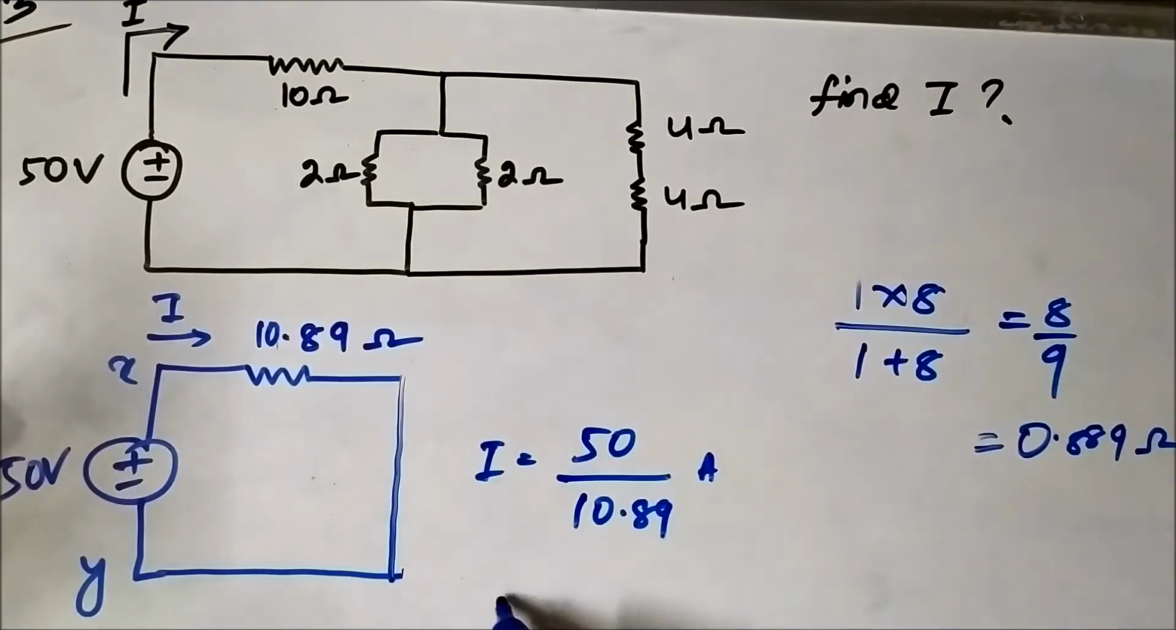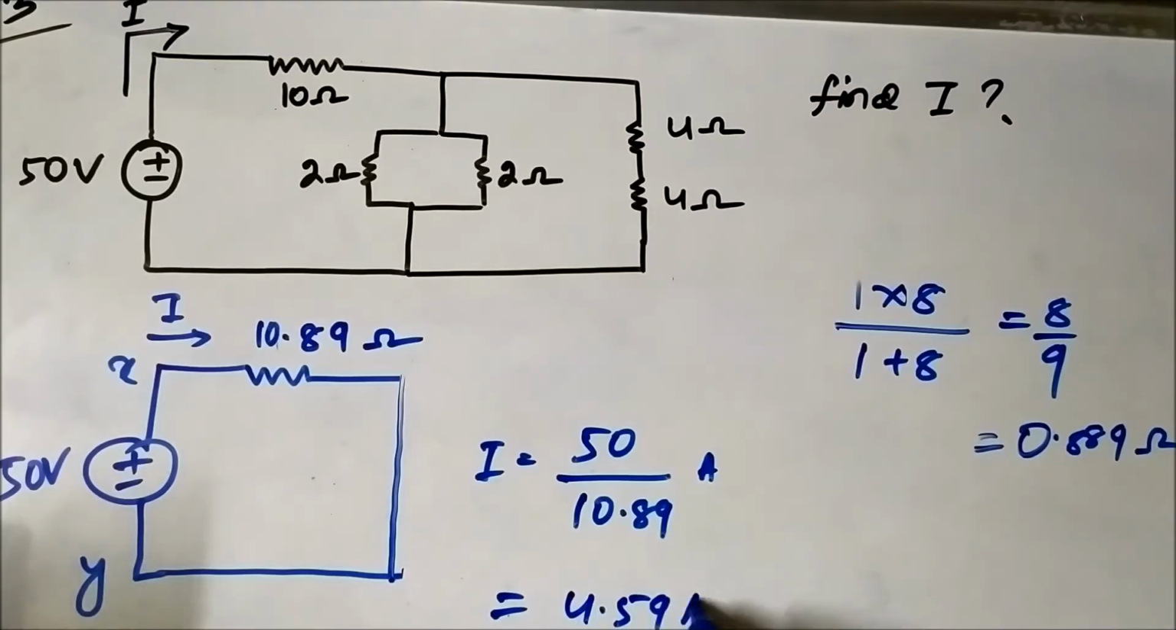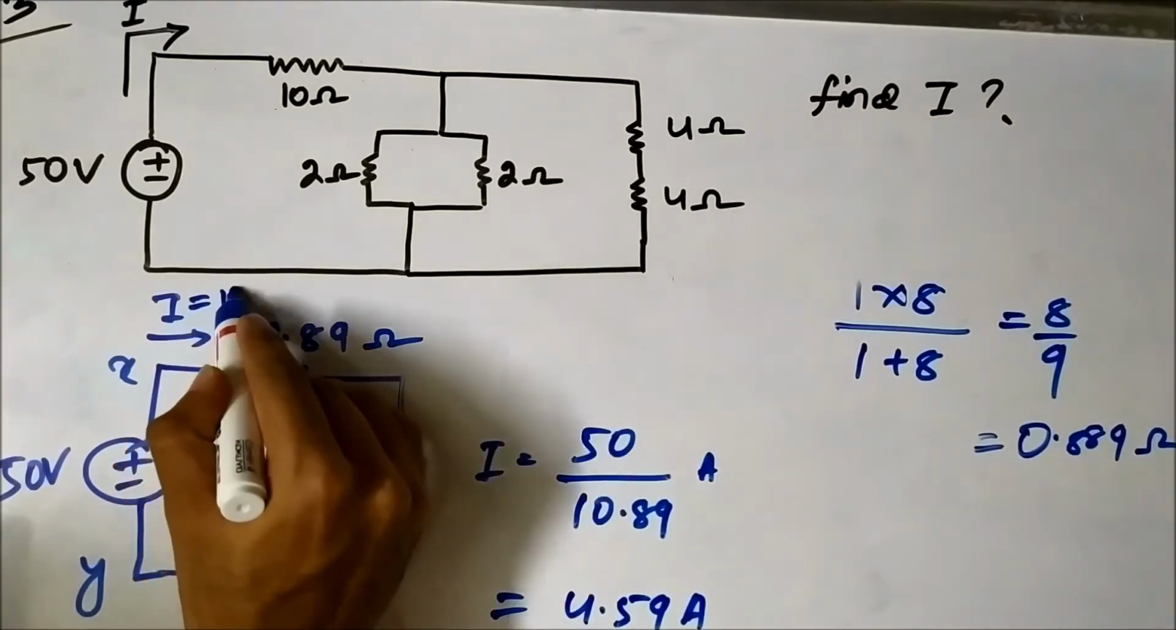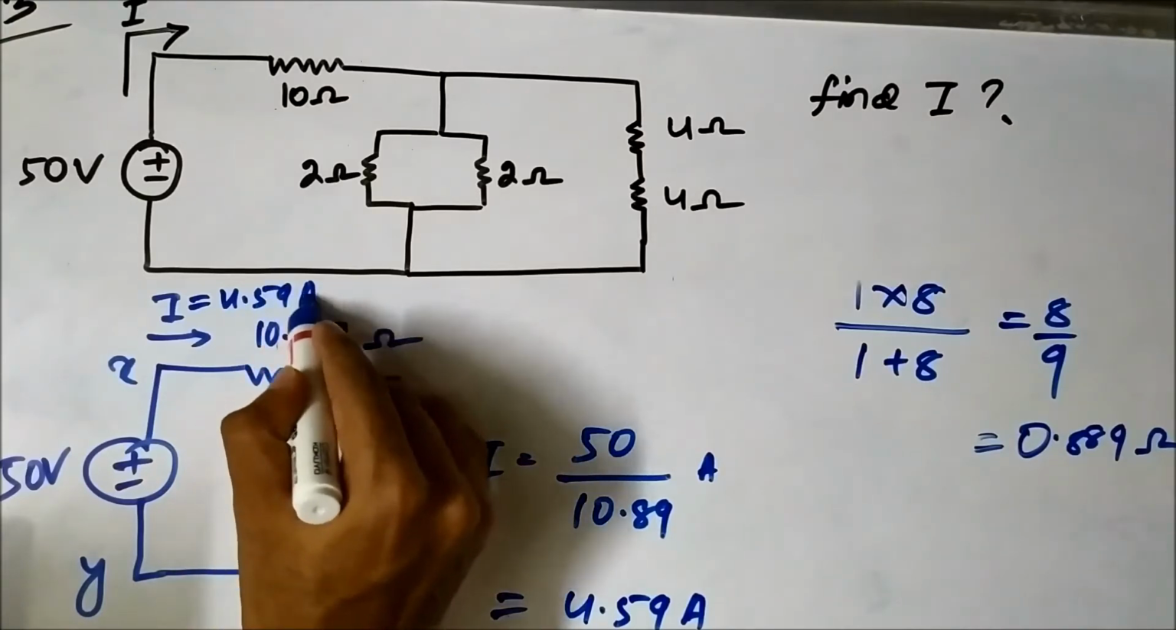Ampere, which will be 50 by 10.89, which will be 4.59 ampere. This current value will be 4.59 ampere.